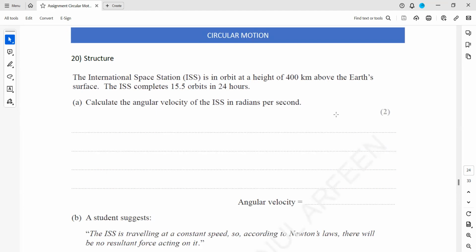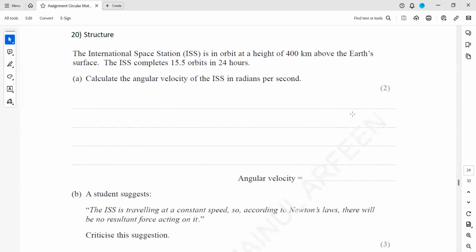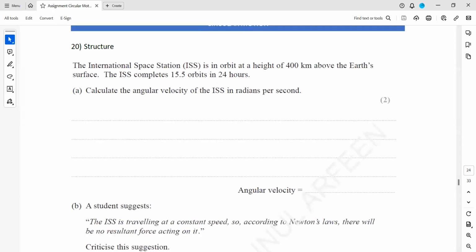In this question, International Space Station is in orbit at a height of 400 kilometer above the Earth's surface. The ISS completes 15.5 orbits in 24 hours. Calculate the angular velocity in radian per second. So angular velocity means omega.